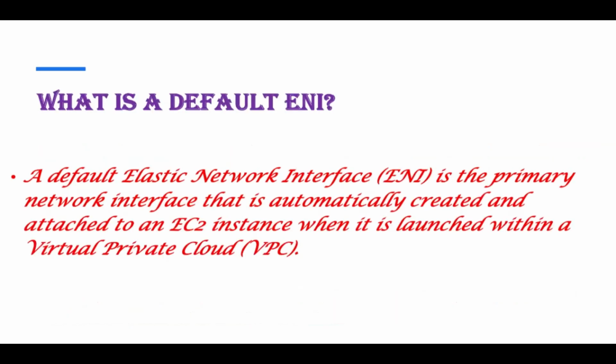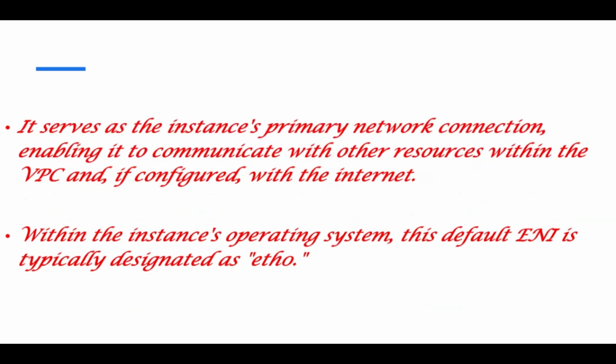What is a default ENI? A default Elastic Network Interface is the primary network interface that is automatically created and attached to an EC2 instance when it is launched within a virtual private cloud, VPC. It serves as the instance's primary network connection, enabling it to communicate with other resources within the VPC and, if configured, with the Internet. Within the instance's operating system, this default ENI is typically designated as eth0.